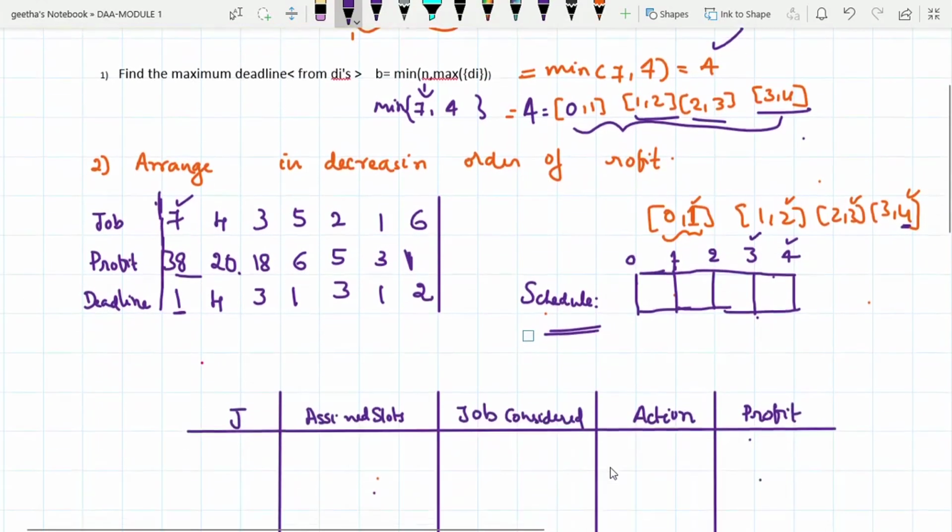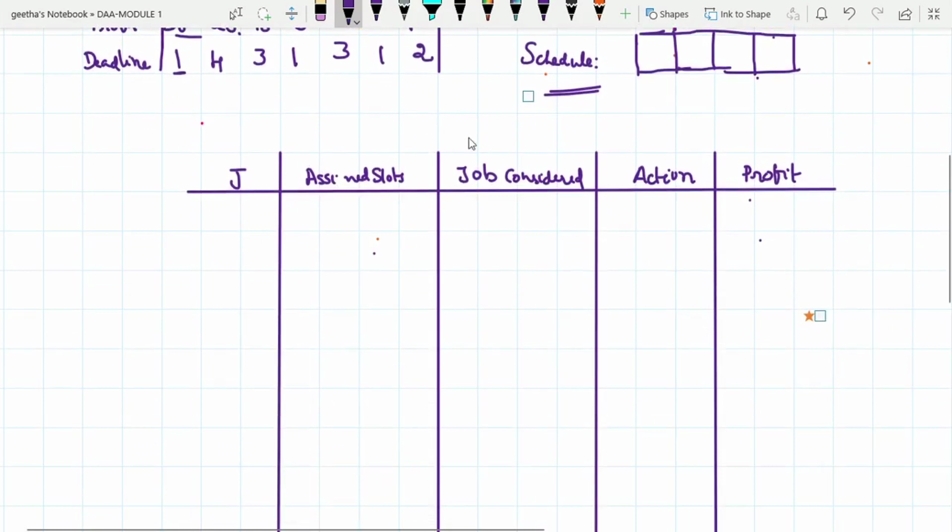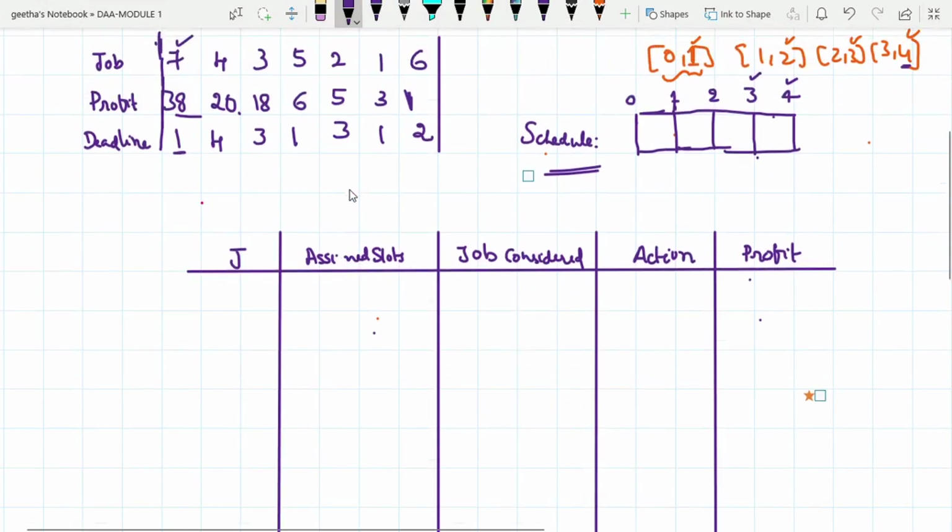Now the schedule I have to fill. I have framed columns with the assigned slots, job considered, action and profit. Initially I have not considered any job, so currently the profit is 0. The assigned slot is also nil. There is nothing you have assigned.